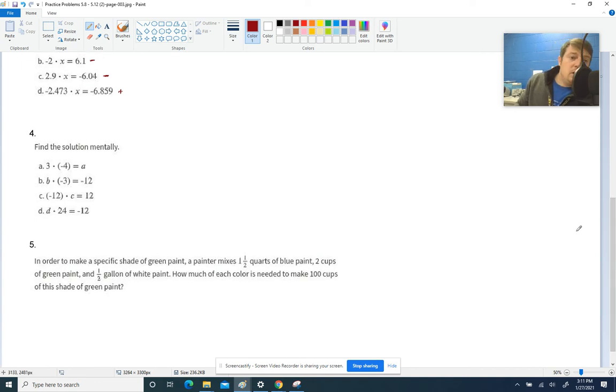Find the solution mentally. All right, so for the first one, that's pretty straightforward. 3 times negative 4, positive times a negative is negative.